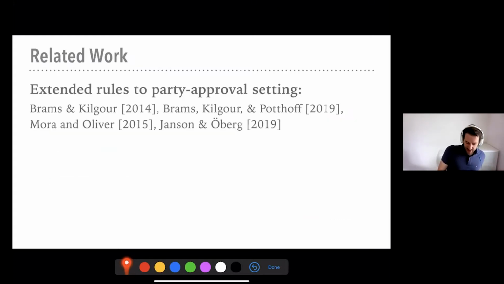Okay, a couple of words on related work. I think we are the first ones to study this setting in general. However, there have been a couple of works that looked at specific rules and extended them to the case of approval voting over parties. In particular, Steve Brams and his co-authors have looked at a couple of multi-winner approval rules that can also be applied if you elicit approval votes over parties. And there are also some other papers by Javier Mora and Svante Janson about rules by Phragmén and Thiele, where they also consider this option that approval votes can be expressed over parties.